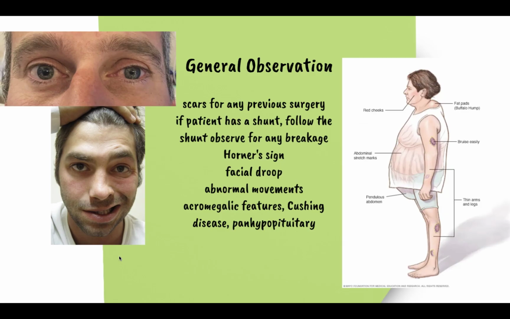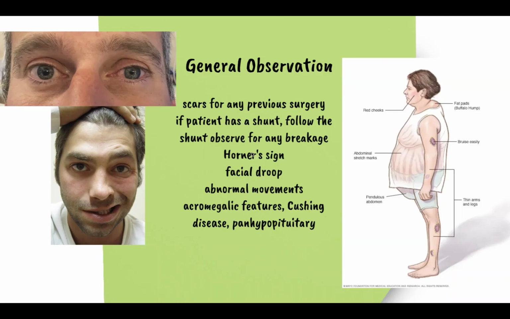Initially, you can really gauge a lot of details just from general observation. One thing I do is look for any scars on their head or spine from previous surgeries. If a patient's got a shunt in, I try to follow the shunt, to see if there's any breakages or erosions or any issues of the shunt that you can see externally. And then there are clinical signs that can jump out at you. I've listed a few that we might encounter.